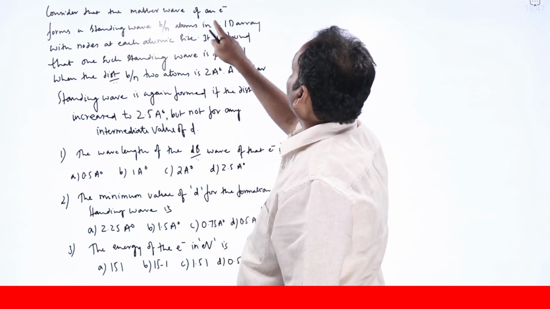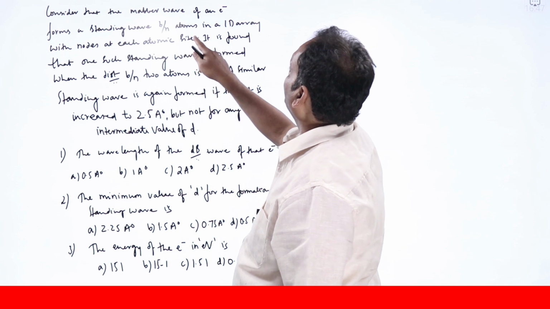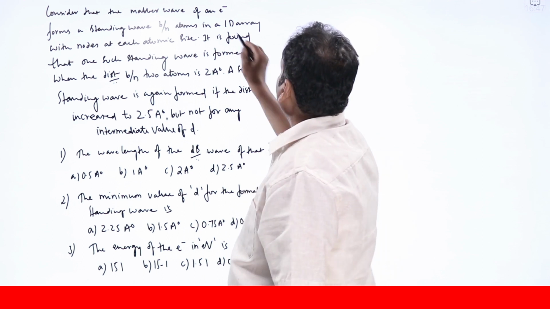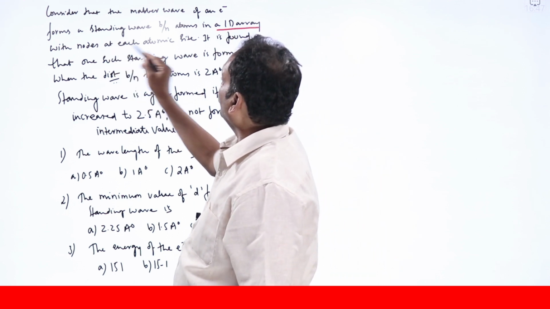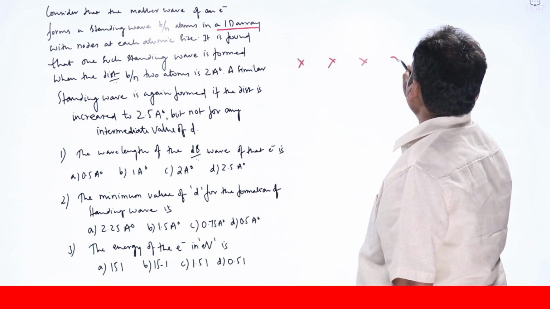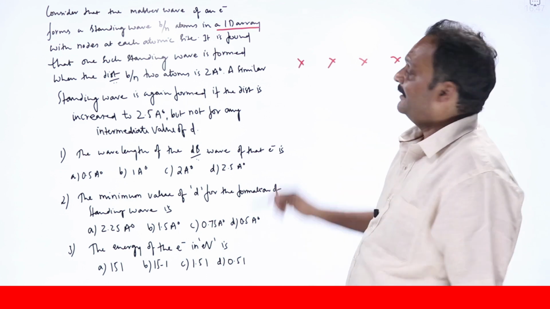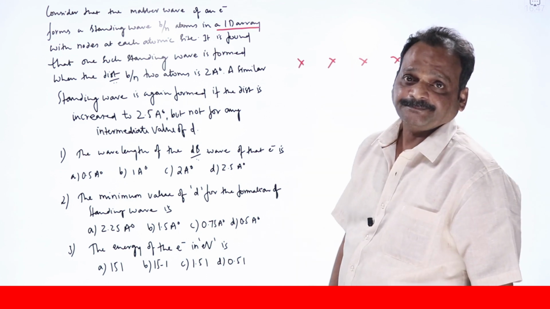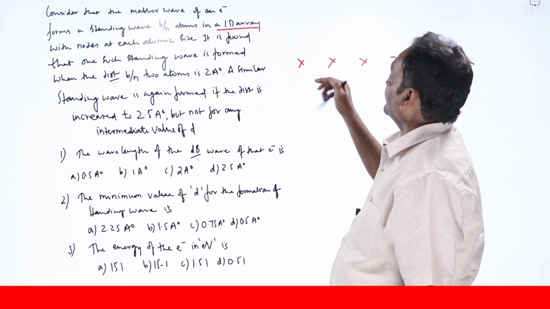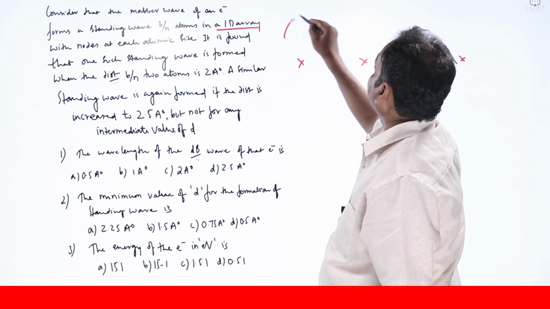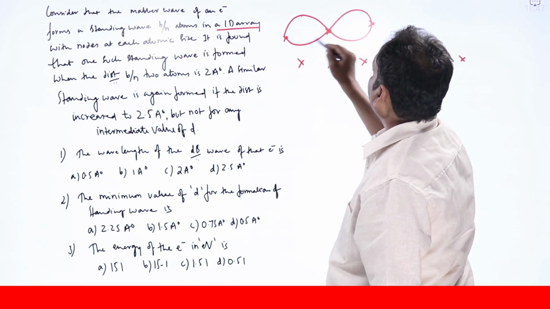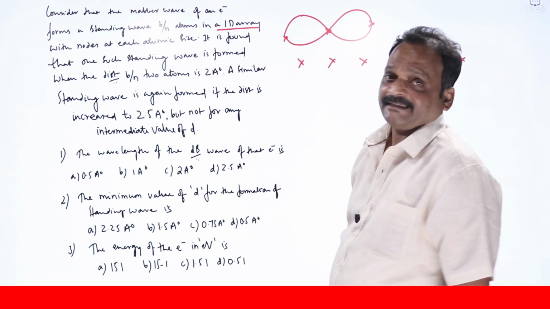Consider that the matter wave of an electron forms a standing wave between atoms in a one-dimensional array with nodes at each atomic site. A one-dimensional array of atoms means the atoms are arranged in a one-dimensional lattice. The separation between 2 atoms is constant, with a node forming at each atomic site. Standing wave means it will be like this. These points are nodes, these points are antinodes. The nodes always occur at the atomic site, he is saying.